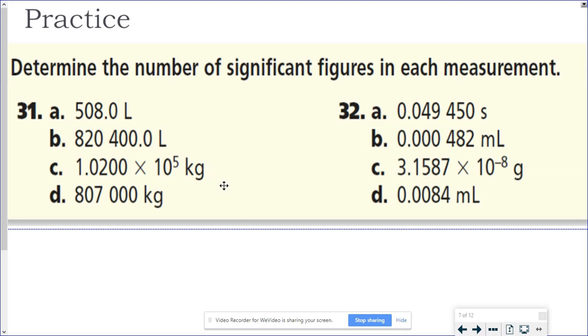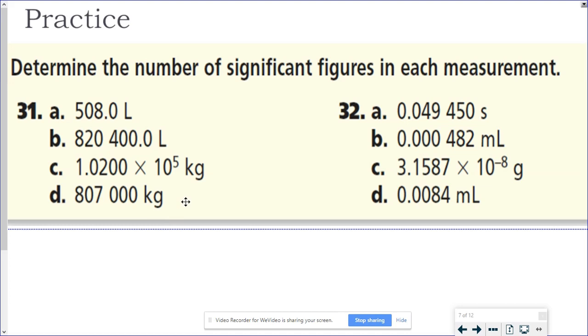Therefore, we have 7 sig figs. So take a second and see if you can figure out how many are in C. C has 5 sig figs. We have a non-zero number, a non-zero number. This 0 is between 2 significant numbers, and these are final zeros to the right of the decimal point. This part, our part of scientific notation, does not have anything to do with significant figures, so we completely ignore that when it comes to determining how many sig figs we have.